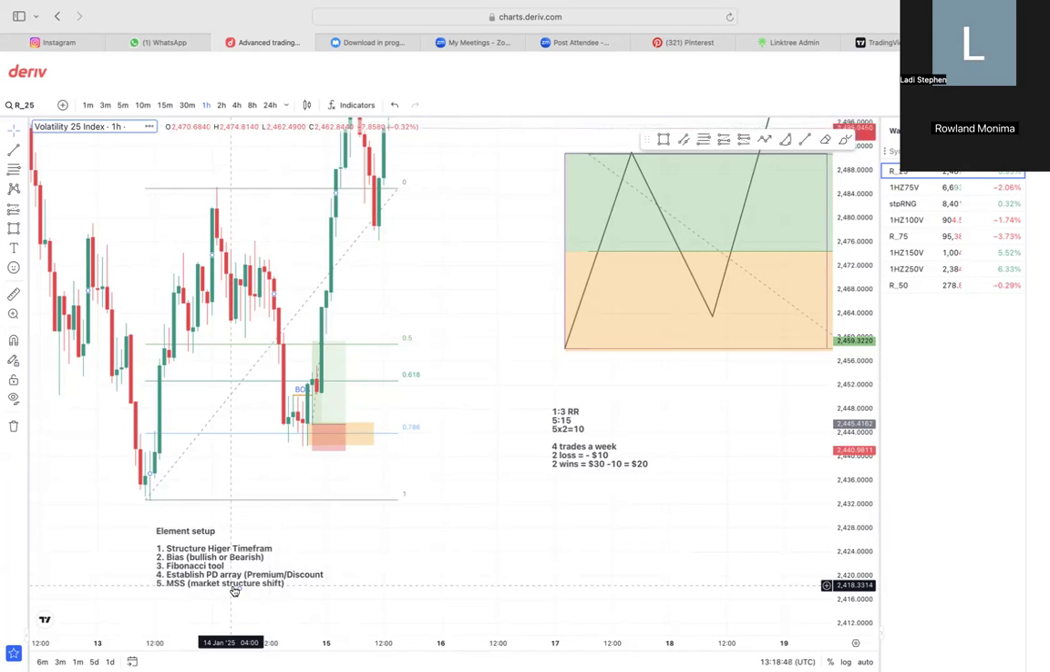Four times a week, you find four of these trades every week, you are good. If you lose two and you make two, you are in profit. Next week, you execute the same.